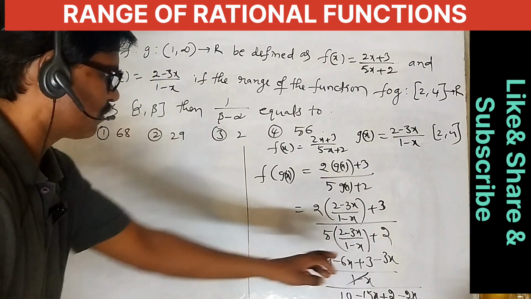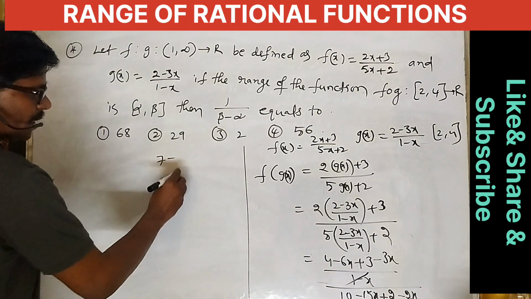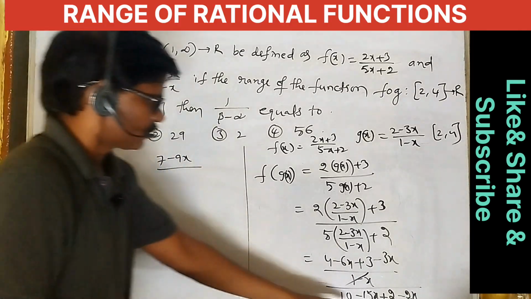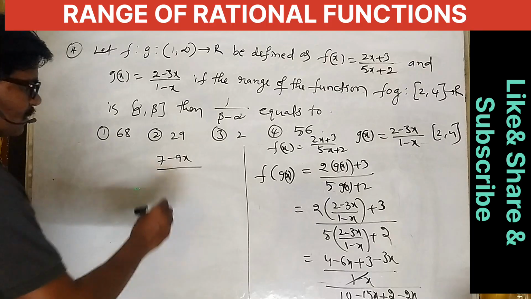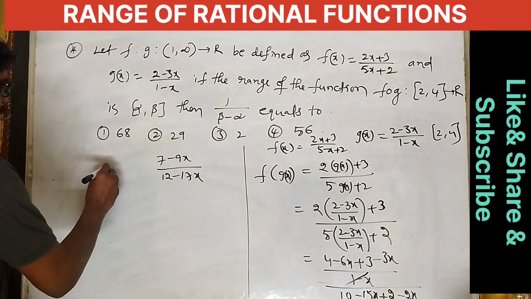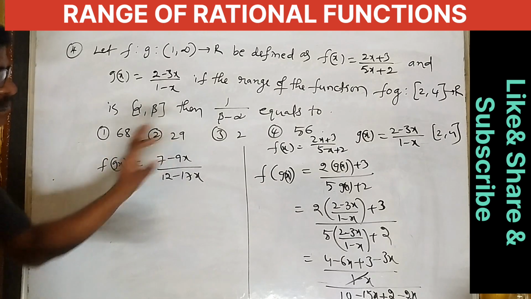Okay, next 6x minus x is equal to 9x. This is the 7x. 7 minus 9x by 10, 12 minus 17x. 12 minus 17x. This is the f of g of x. F of g of x value.